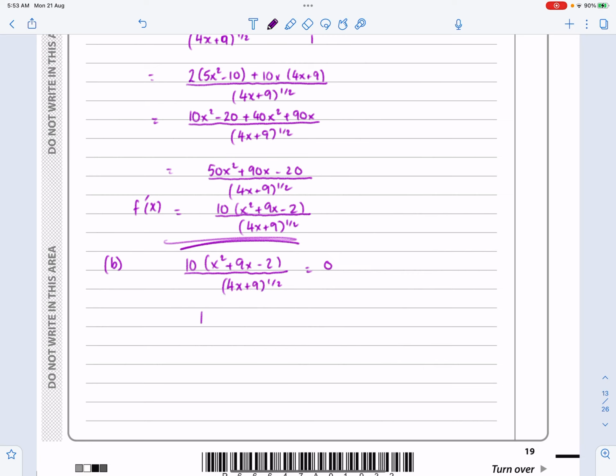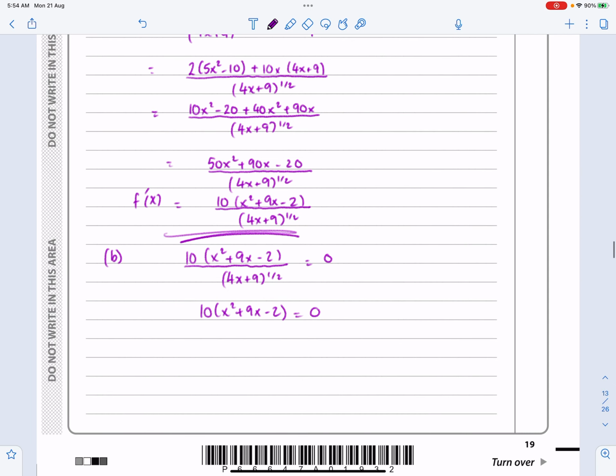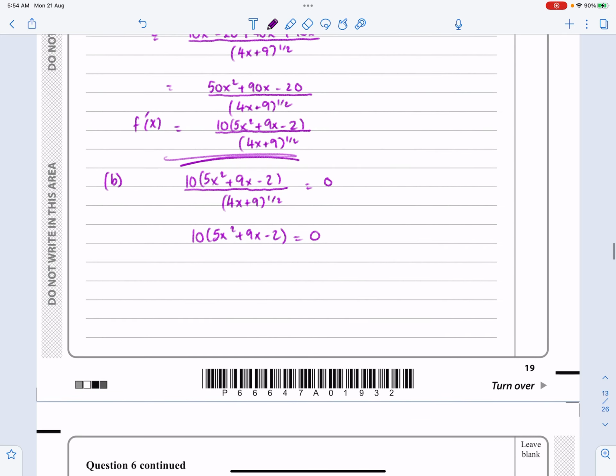So it really means 10x squared plus 9x minus 2 equals 0, which really means, is that supposed to be a 5x squared? That is supposed to be a 5x squared. Now, I'm not going to change that, but that's a really poor mistake, Mr. Peters. I'm just going to move that over there, give myself time to put the 5 in there. Apologies for that. And I only noticed that because I'm now going to try and actually solve this equation here. So 5x squared plus 9x minus 2 equals 0.